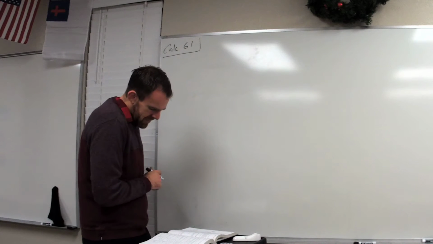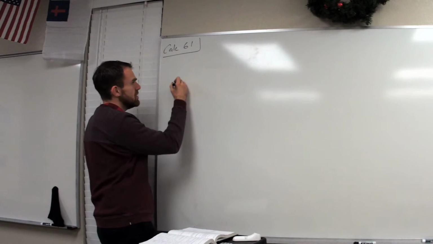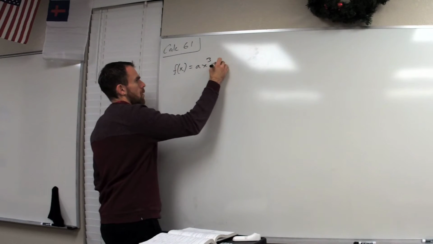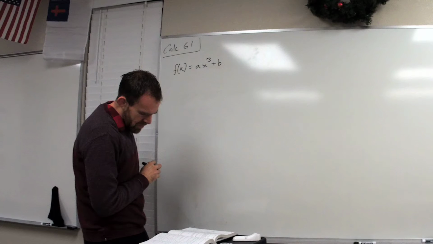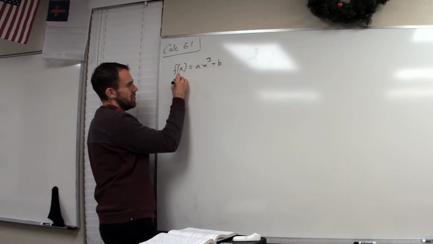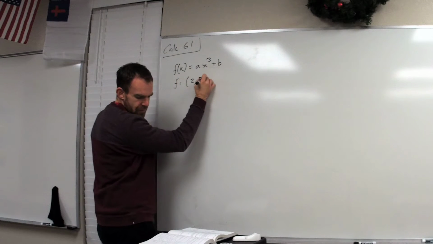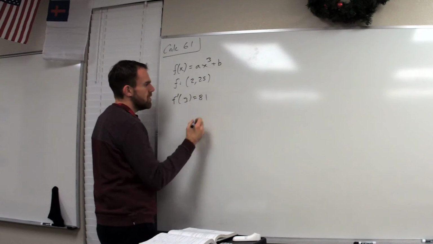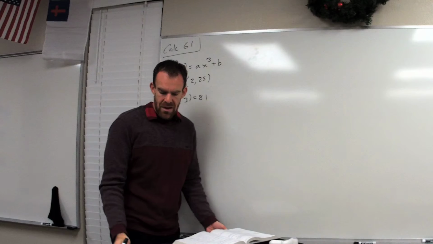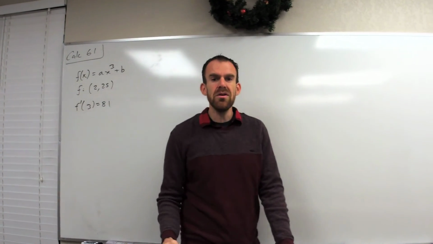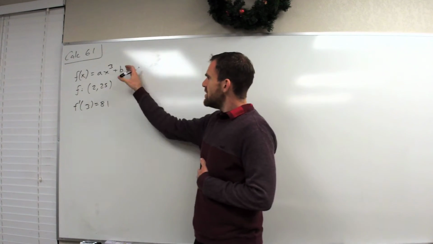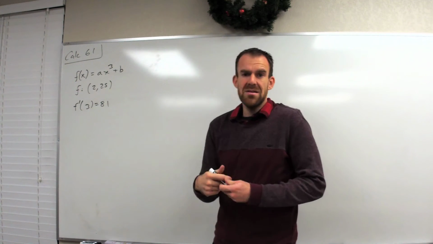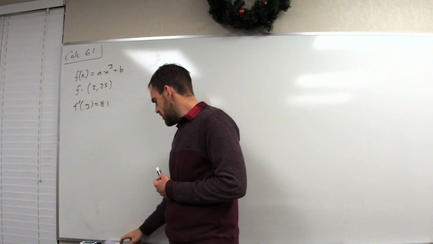Given that f of x equals ax cubed plus b, and the graph of f passes through (3, 25) and f prime of 3 is 81, we are asked to find a and b. The idea is this. We are going to describe this function using some information we have about f and some information we have about the derivative.